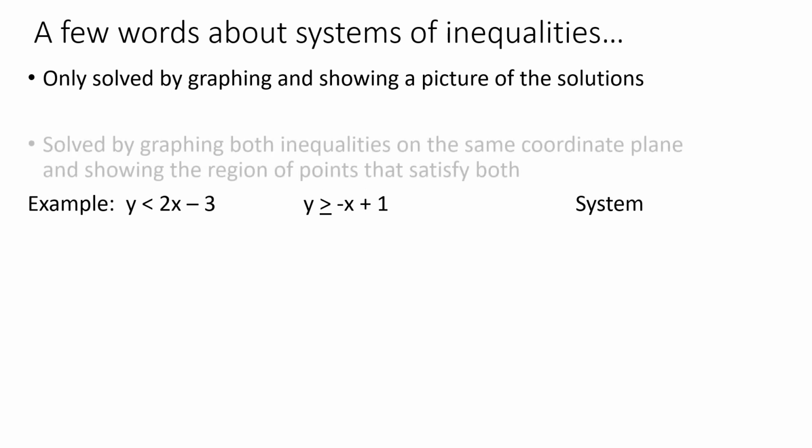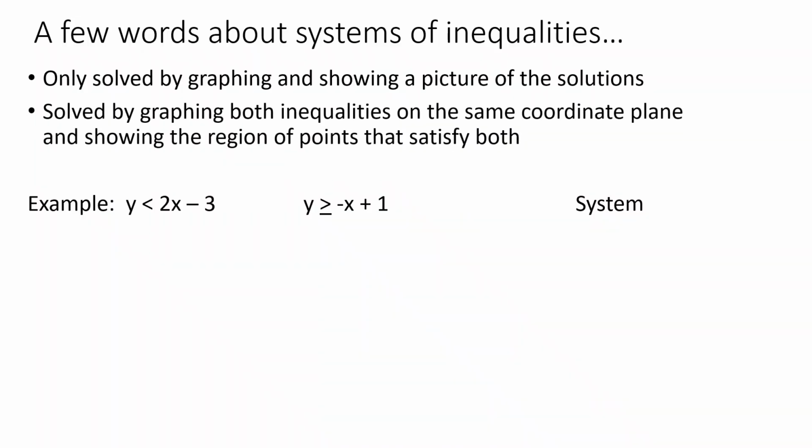And essentially what we do is we solve them by graphing both inequalities on the same coordinate plane and showing the region of the points that satisfy both. So a lot of this really comes down to understanding those basic key ideas that I talk about so much in these videos, that the graph shows all of the points that will make an inequality true. If you have a system of inequalities, then you want all of the points that make both of the inequalities true. Therefore, you're going to shade some for one and shade some for the other and look at what's shaded for both.